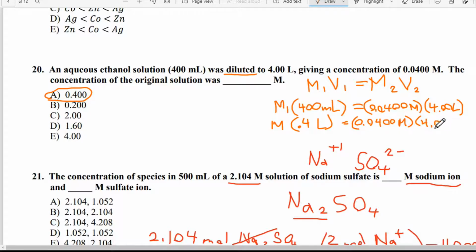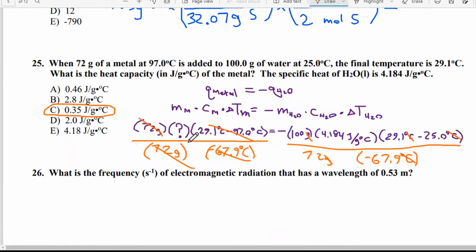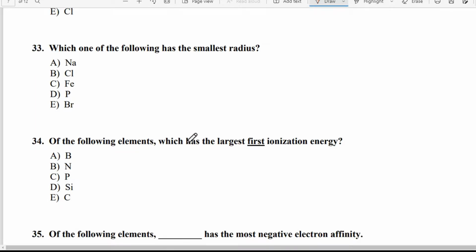All right, what's next on the agenda? 34. Of the following elements, which has the largest first ionization energy?